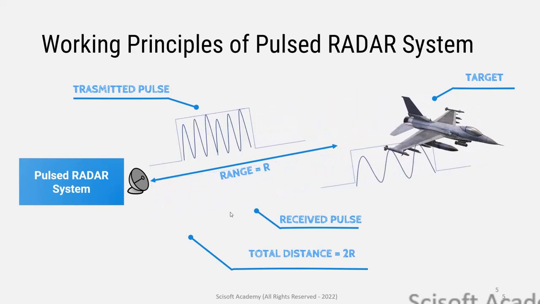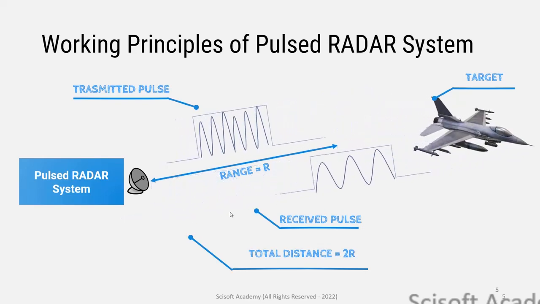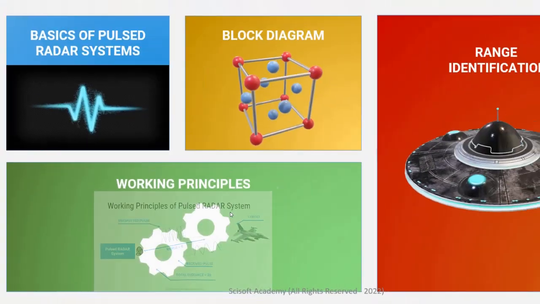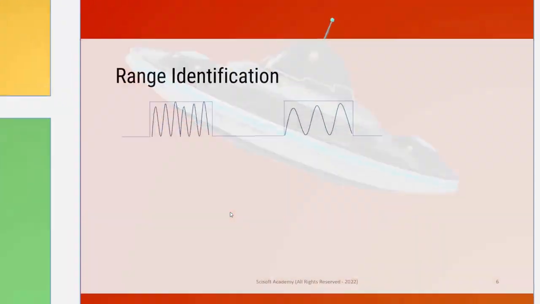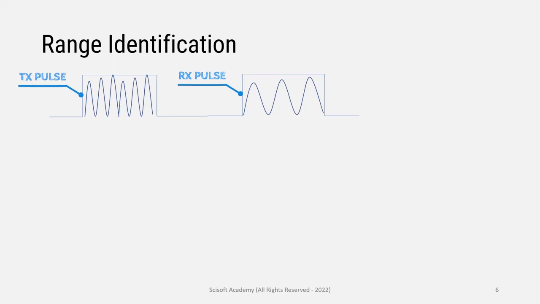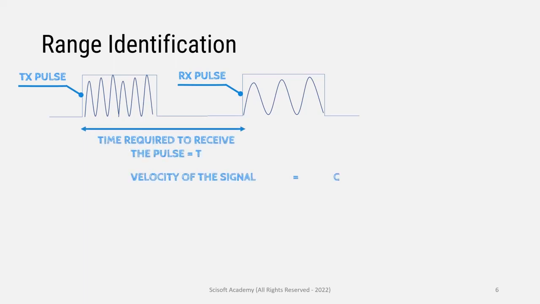So let's move ahead with a few equations to understand more about determining the range of the target. Let's assume that the transmitted pulse is given by the picture, and we are receiving the pulse after a duration. Let's assume that the time taken to receive the pulse is t, the velocity of the signal is c, and the distance of the signal is 2R. This we have already seen in the previous section, how it becomes 2R.